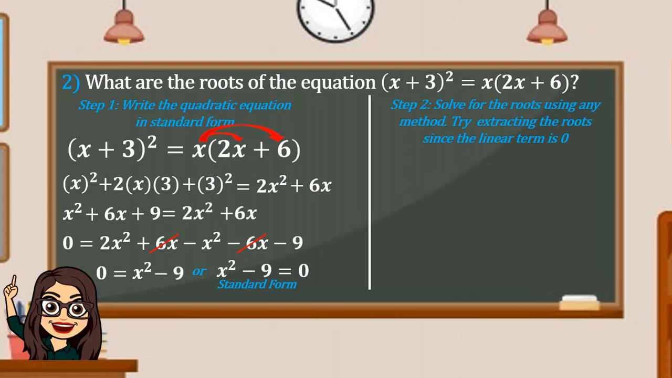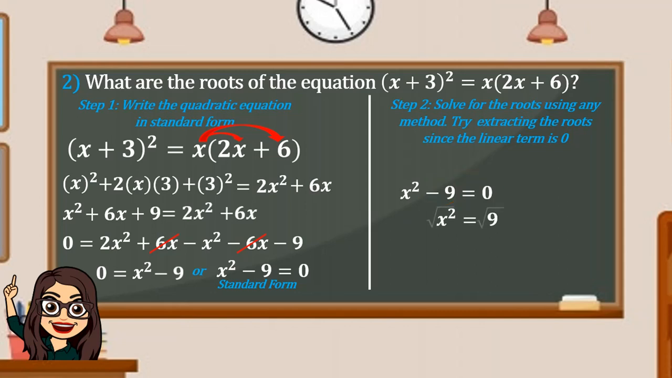Step number 2. Solve for the roots using any method. Try extracting the roots since the linear term is 0. So we have the standard form of the equation. First step, transpose negative 9 to the right side. So negative will become positive. So x squared equals 9.